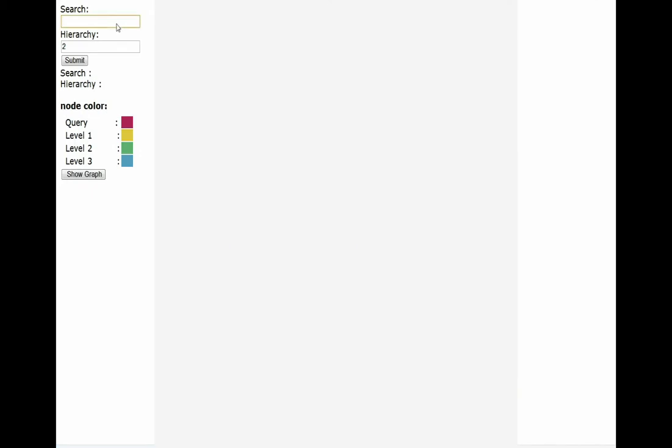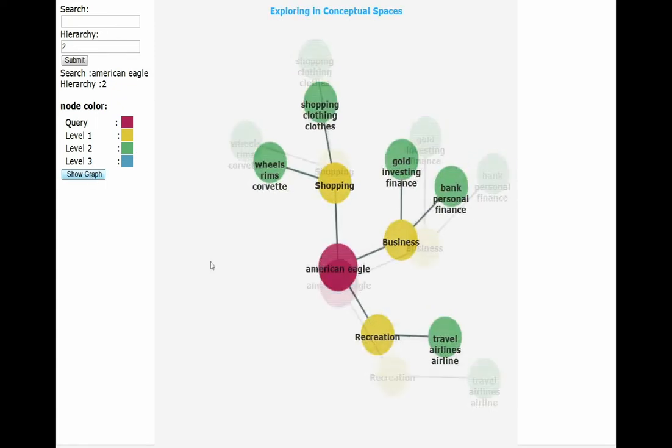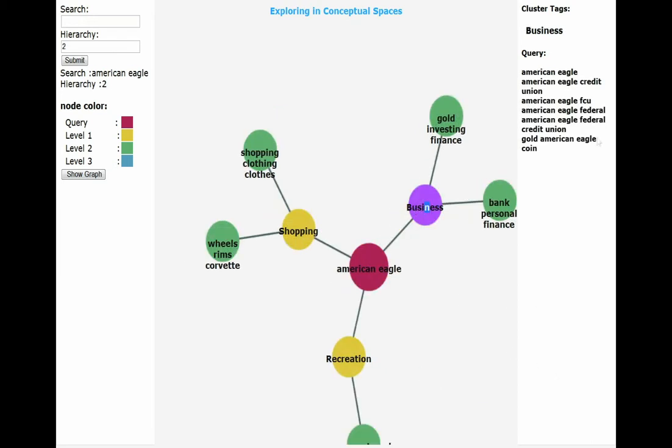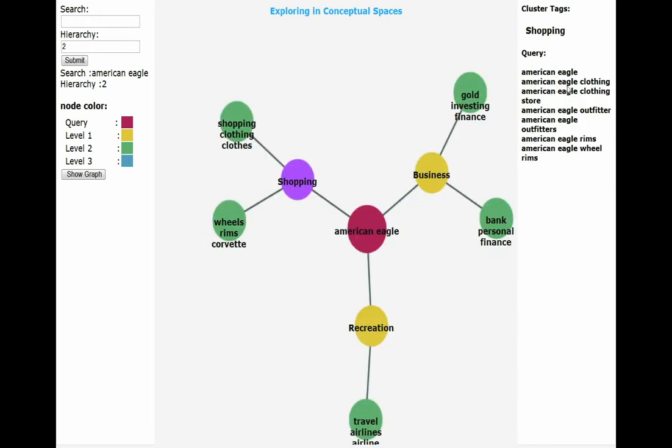If the user looks for American Eagle in the concept finder, he can explore the concept spaces around American Eagle. So we have three categories around American Eagle. We have the business, so you can find things about American Eagle Credit Union, or American Eagle Federal. If you go to shopping, you can find American Eagle clothing, American Eagle Outfitters.